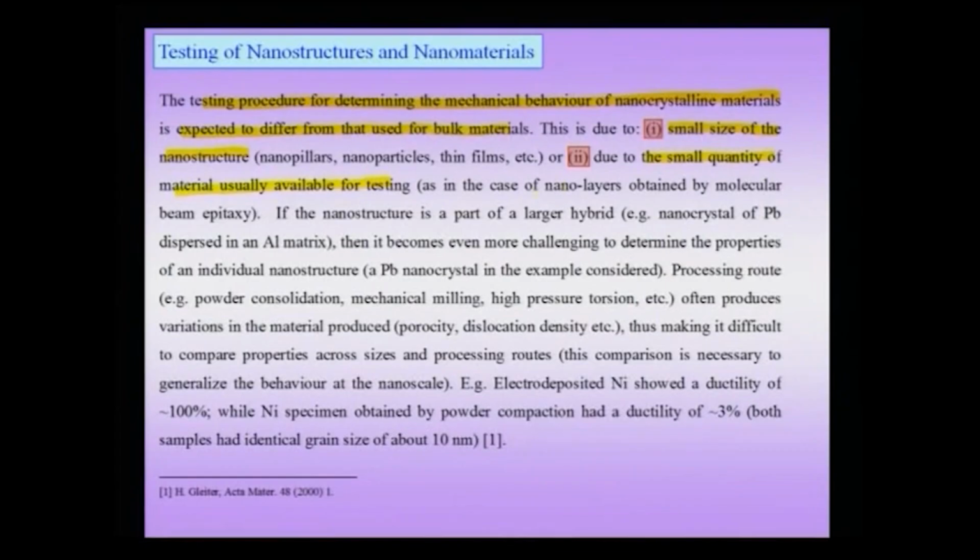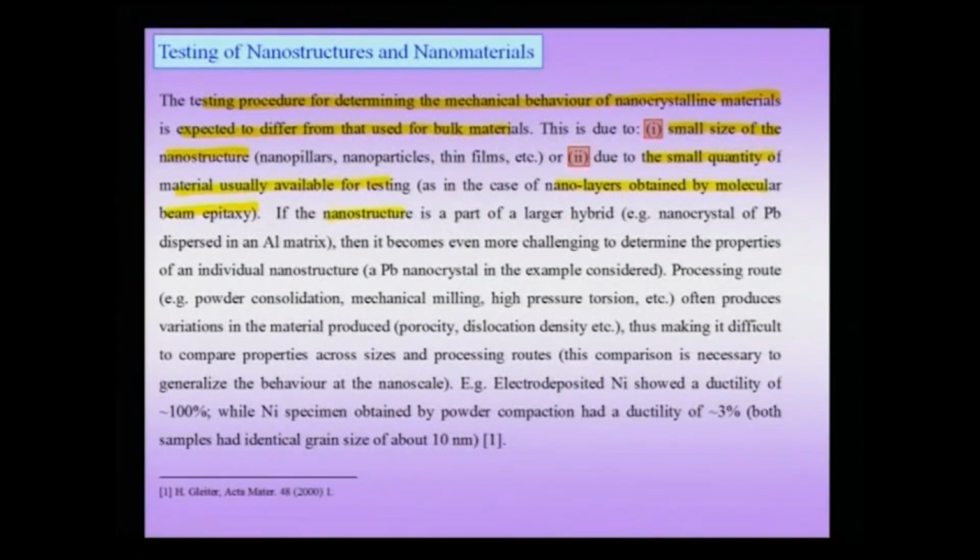Secondly, the amount of material available for testing could be very small. For instance, suppose I have nanolayers obtained by molecular beam epitaxy. Typically you will have these nanolayers in the range of a few tens of nanometers, at best going to the submicron regime, but molecular beam epitaxy is such a slow process that we do not make bulk materials out of MBE.